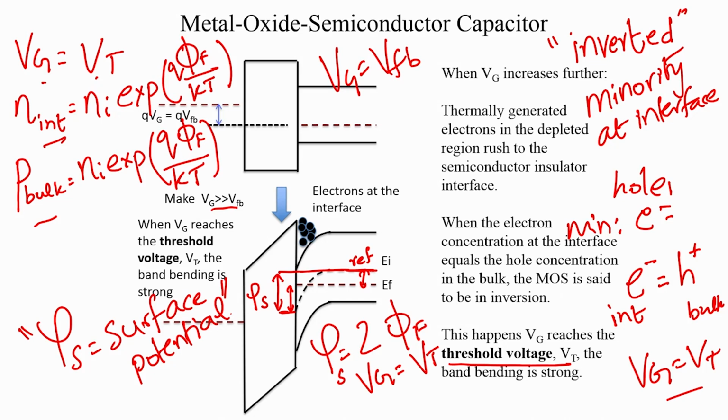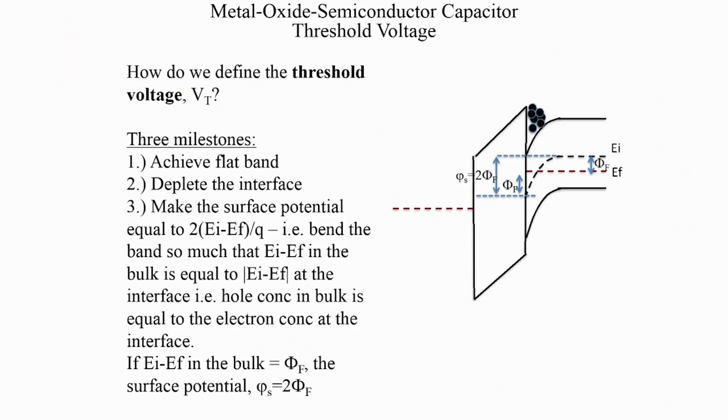And since we have defined the surface potential, and if you define the voltage drop across the oxide, the summation of the voltage drop across the oxide plus the surface potential has to be equal to Vg minus Vfb. Okay. So, now how do we define threshold voltage?